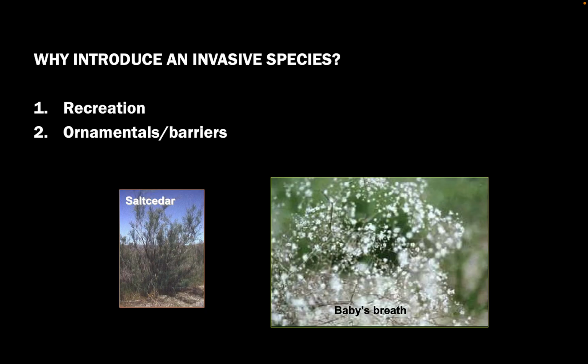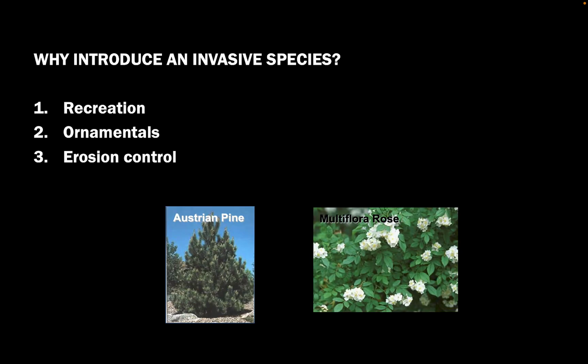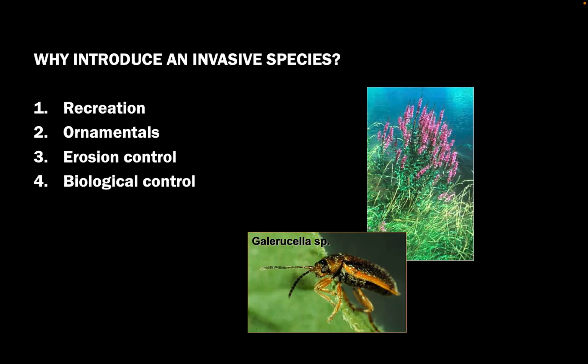They're brought in as ornamental species and barrier plants. So baby's breath that's popular in bouquets has become invasive in some areas. Salt cedar that was brought in as an ornamental plant for people's yards has escaped into some of the ecosystems in the southwestern United States. Or they could be brought in for erosion control, such as the multiflora rose and the Australian pine.